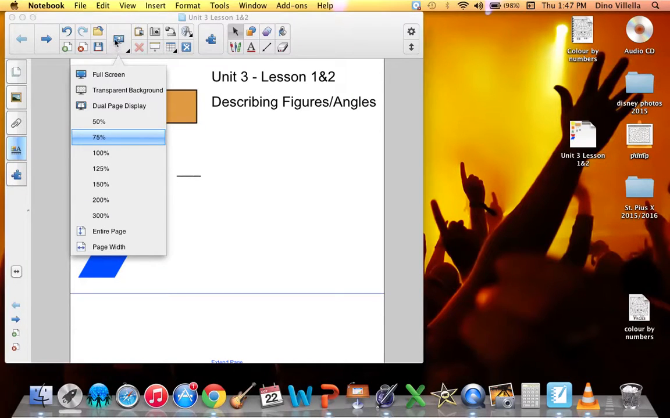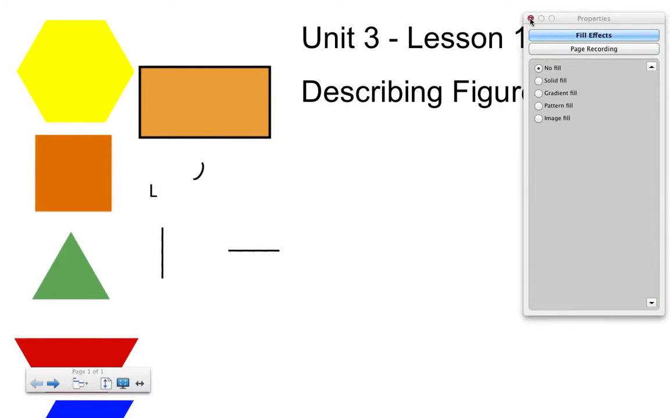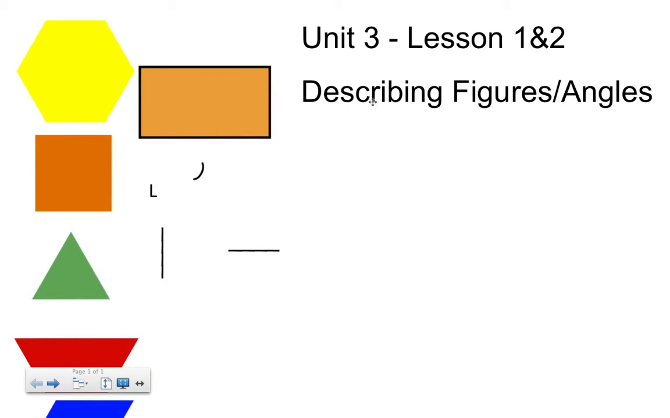Okay, so here is our next lesson here online. We're going to look at Unit 3, Lessons 1 and 2. We're going to describe these figures here. And in lesson number 2, we're going to look at angles and how angles are described and so on.